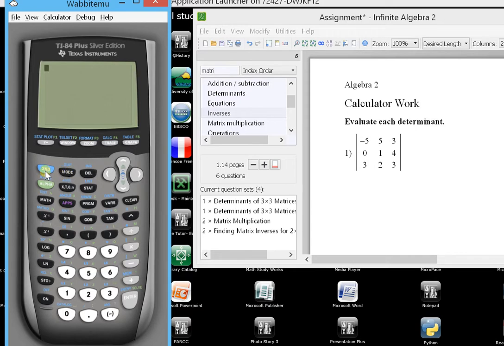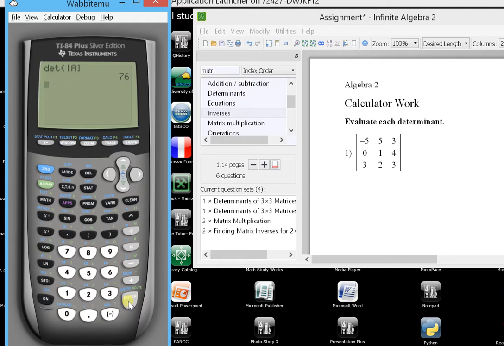Okay, we want to find the determinant of that. So go back to the matrix. You see our matrix A saved here. Scroll over to math. First option is DET. Press enter. The calculator is saying, okay, take the determinant of what? Go back to your matrix menu. Now is when we want to pull out matrix A. So you're in the names tab. We're highlighted over matrix A. Press enter. Saying, okay, take the determinant of matrix A. Boom.